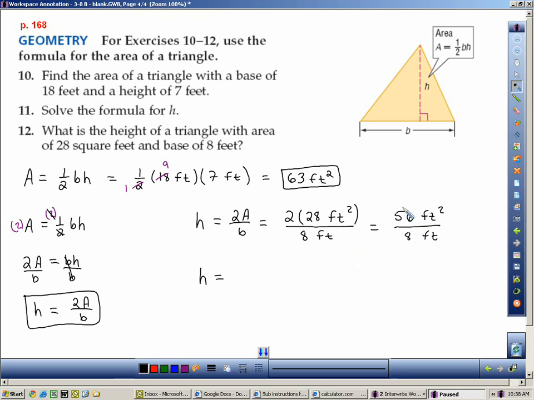Now I'll do the easy part. That means my height, 56 divided by 8 is 7, so I know it's going to be 7 something, but what's the unit? Dimensional analysis says feet squared over feet. But what does that mean? Feet squared is nothing more than a foot times a foot. This is how you write it if you write it out. Feet squared is feet times feet, and then over feet. So I'm going to cancel off one set of those, leaving my proper unit behind, 7 feet. So the height of the triangle then is 7 feet. This is the answer to number 10, number 11, number 12.